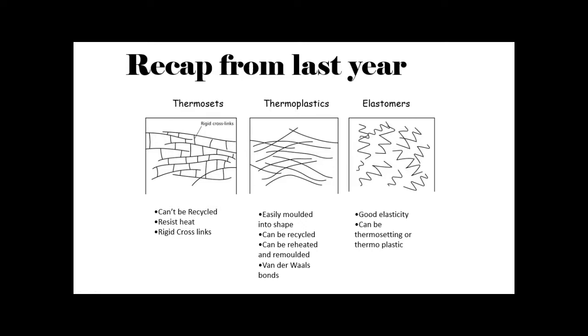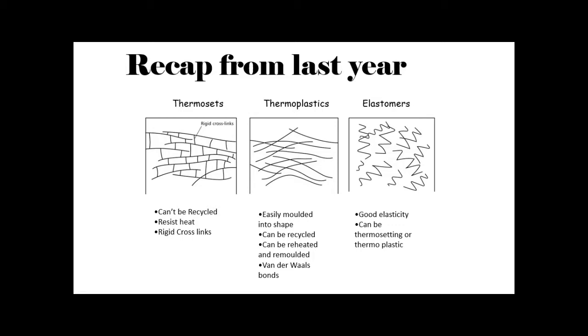Now the reason they can't be recycled is because you've got these rigid cross links between each of them. Now they're called van der Waals bonds, and what happens is when a thermosetting plastic is heated up and set into place, they become rigid and they can no longer be altered. So what would happen if you tried to reheat them again? It would just go into a gloopy mess and it would not be used for anything. It would just be ruined. So yeah, thermosets can't be recycled, so it's always set in place.